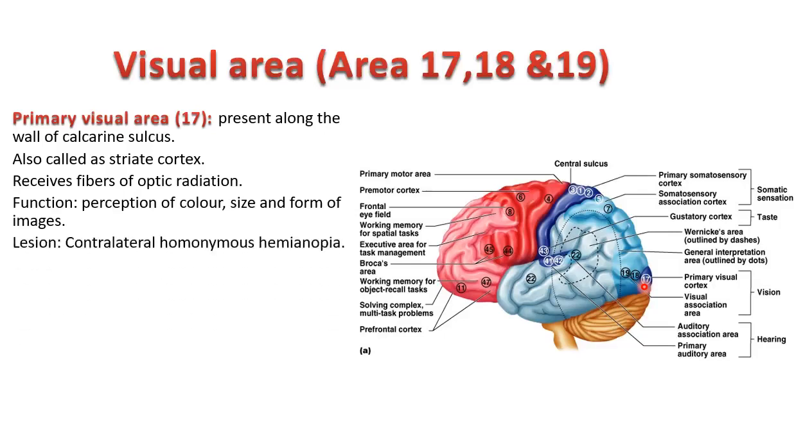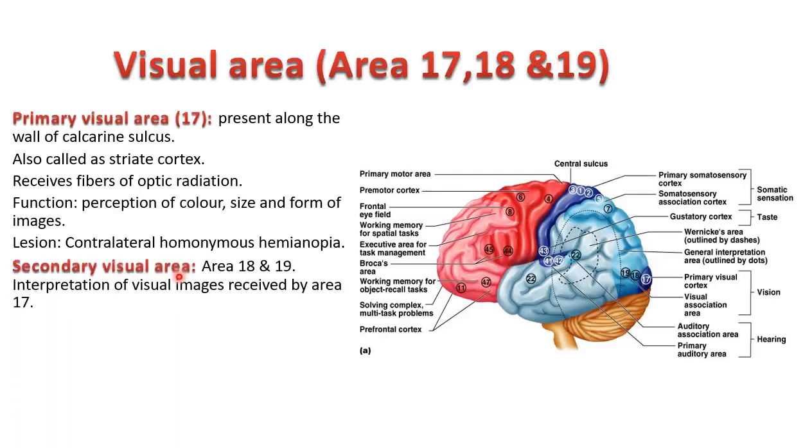Areas 18 and 19 are the secondary visual areas. A lesion to the primary visual area produces homonymous hemianopia on the opposite side. Hemianopia means one lateral half of the vision is lost. That is homonymous hemianopia, primary visual area. The secondary visual area, area 19, is for interpretation of visual images.